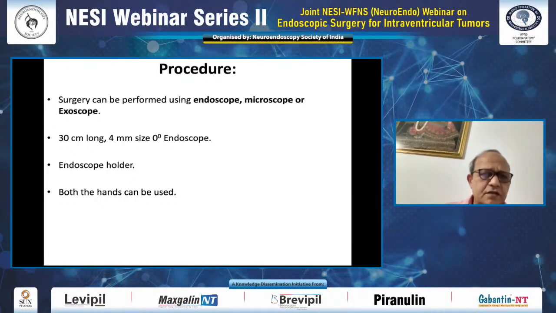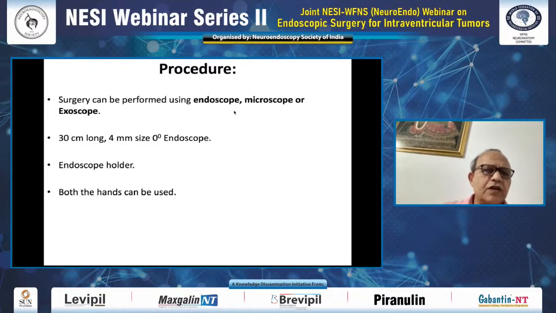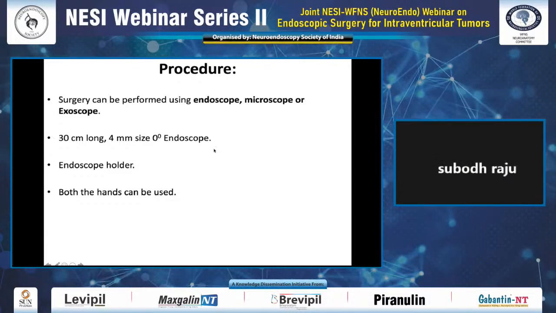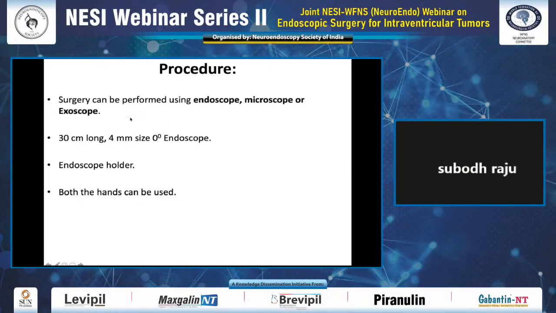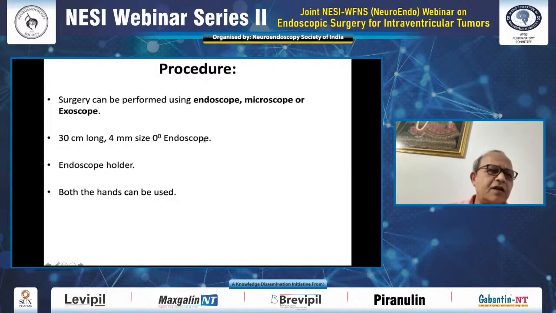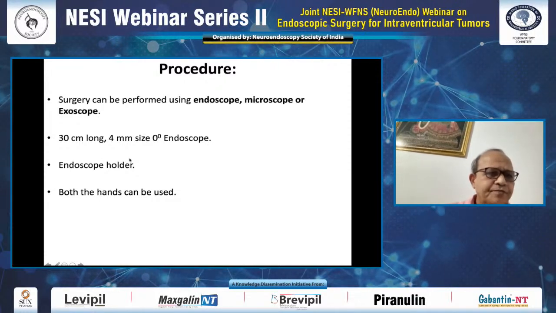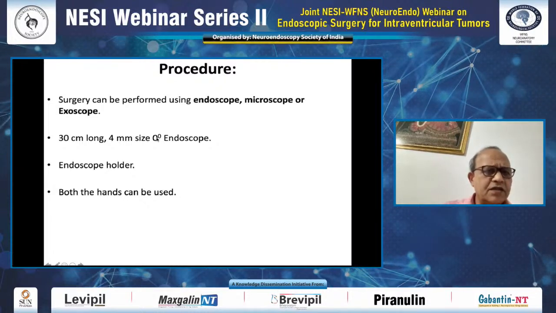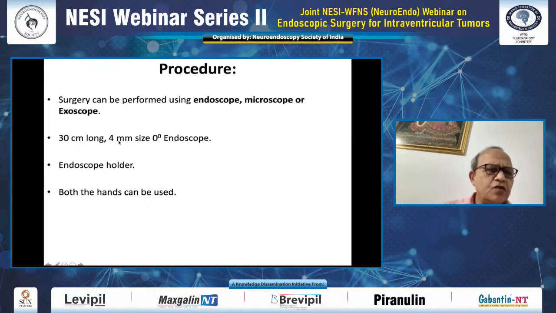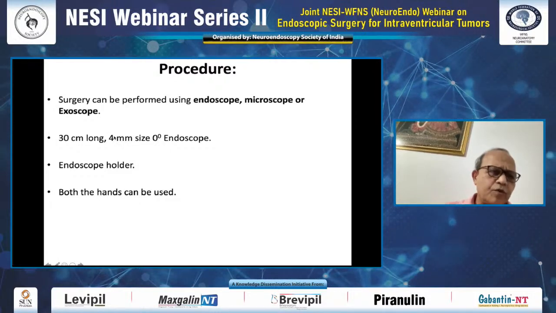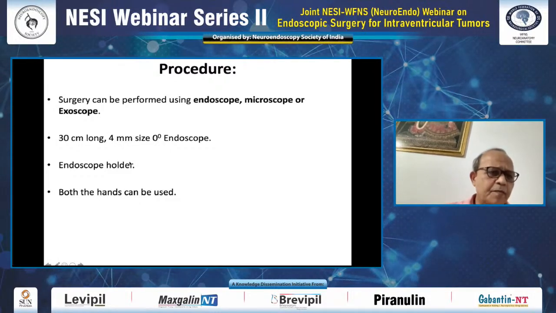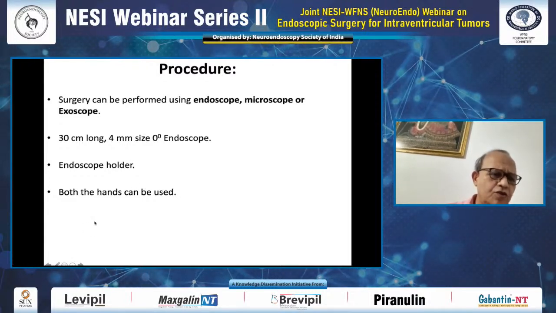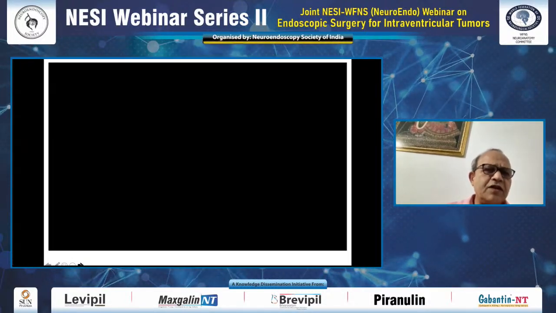After placing the tubular retractor, you can use either an endoscope, a microscope or an exoscope. The telescope which we use with the tubular retractor is a long one. It is a 30 centimeter long, 4 mm endoscope, but you can use a thinner scope also with this. An endoscope holder is also used so that you can use both your hands for bimanual dissection.